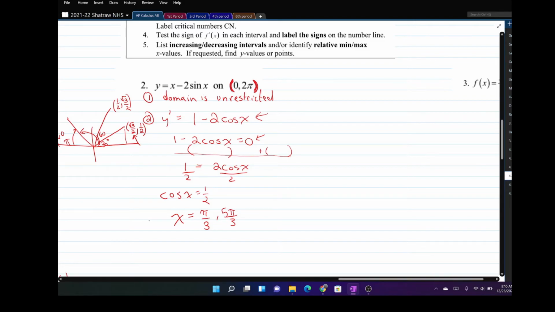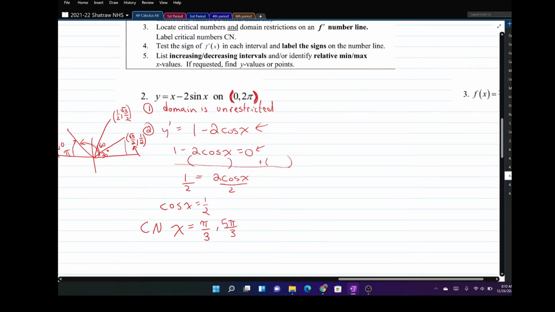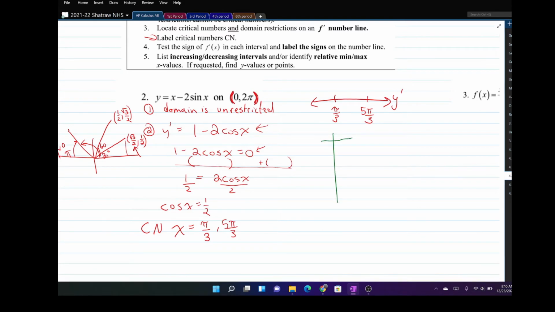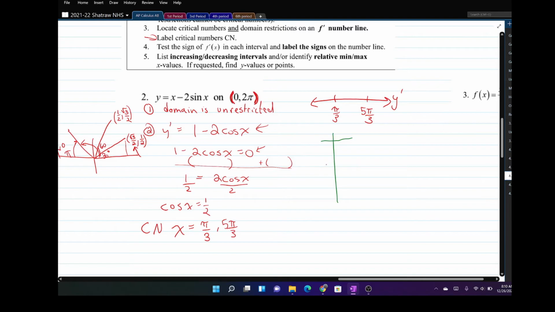So now that I have my critical numbers and I am labeling them, I'm actually going to do my number line, which again, I will label. This is my y prime number line, and I have my pi over 3 and I have my 5 pi over 3. And I'm checking to see what's happening to the values in between those numbers, because I already know that at pi over 3, I get 0.